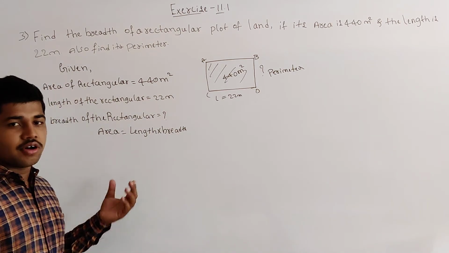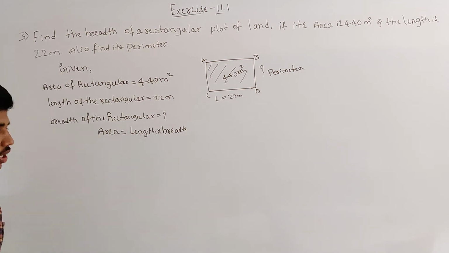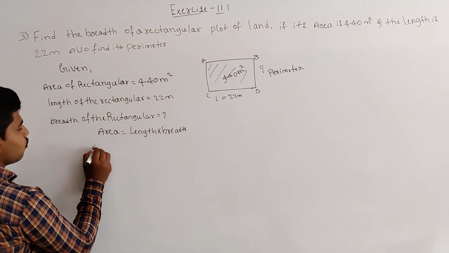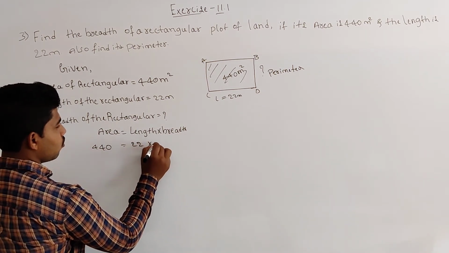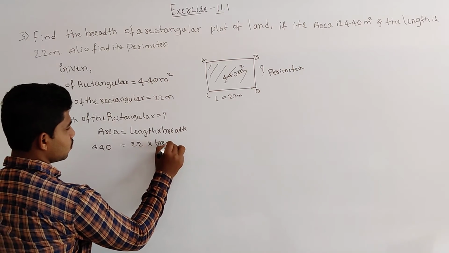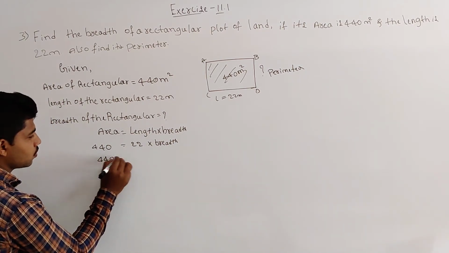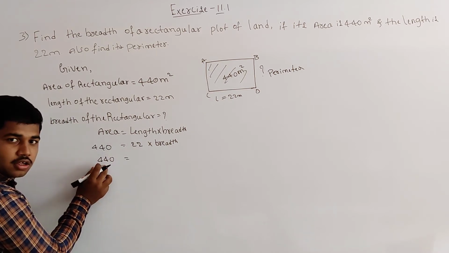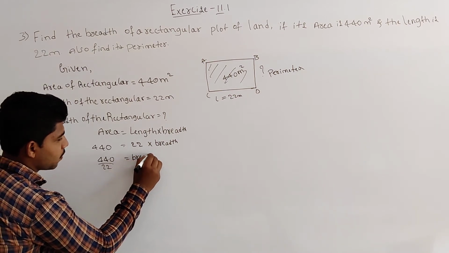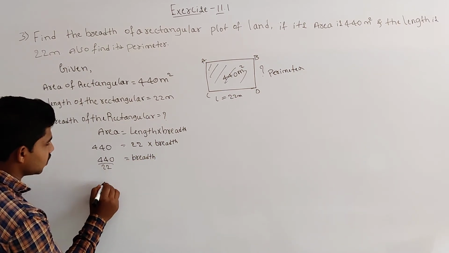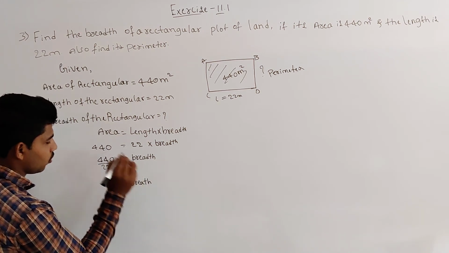Already we know the formula of the area. What is the formula of the area? Length into breadth. They gave the area 440 and the length 22. We don't know the breadth. So 440 is equal to 22 times breadth. The 22 comes in the denominator, and you will get the answer 20. Breadth is equal to 20.